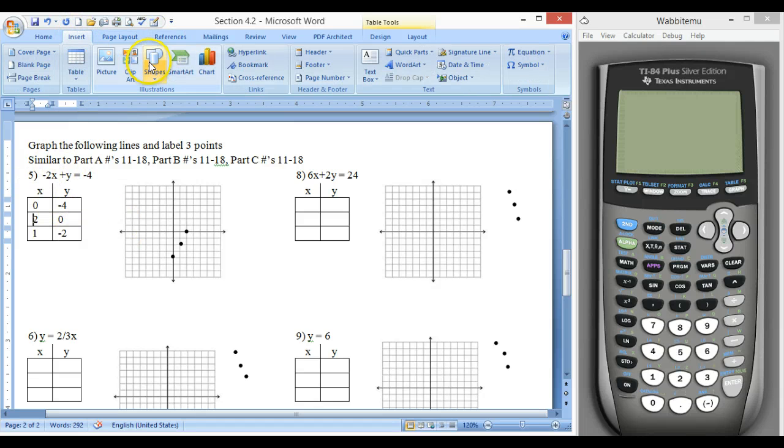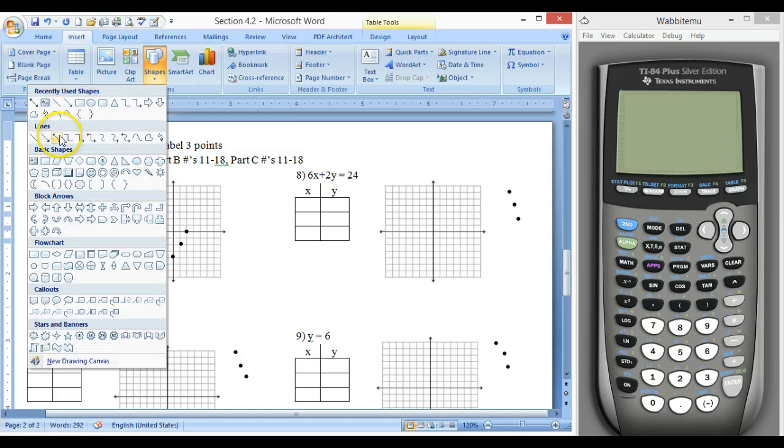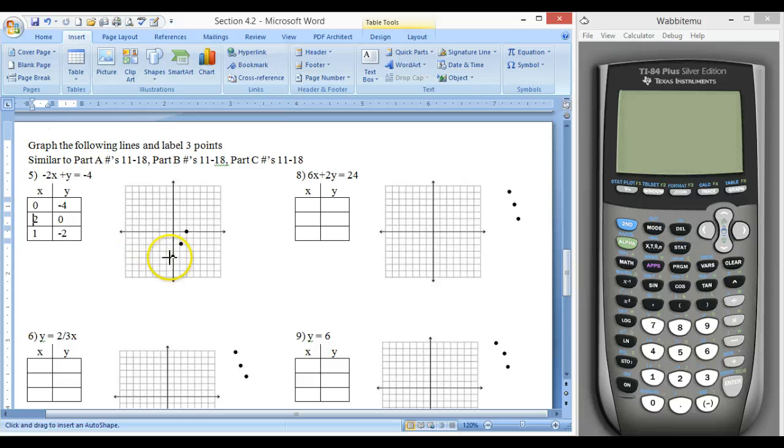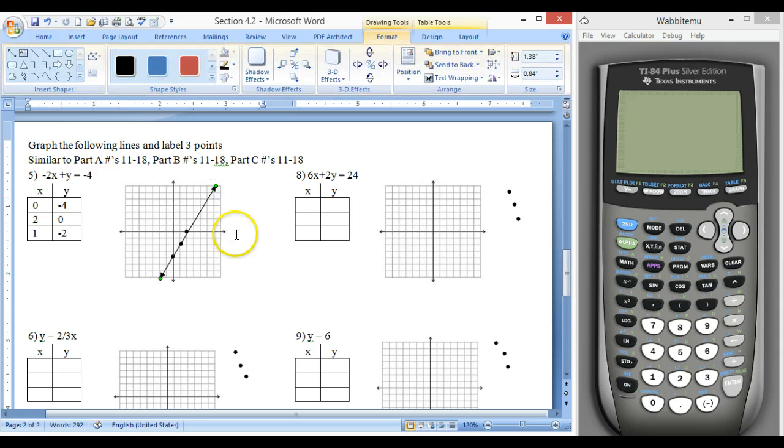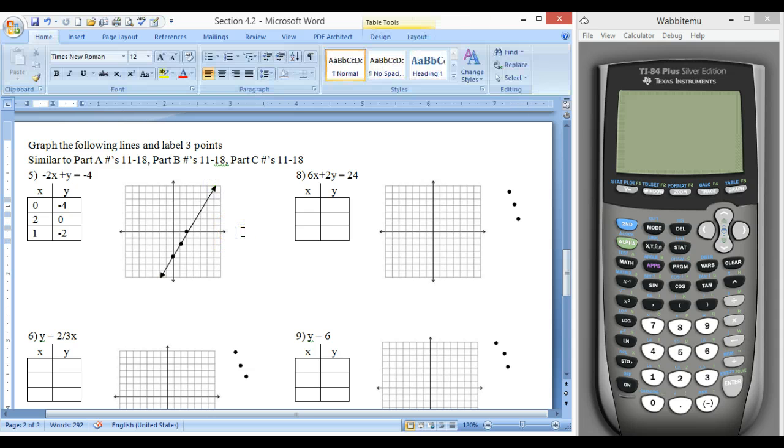Now to show that this is a line, I'm going to use my double arrows because the line doesn't stop right here. The line goes on forever, and I need to show that with my double arrows saying it goes beyond. These are just the 3 points that I found. And I hope we get this right on here. Oops. There we go. There's our line going through our 3 points, graphed and ready to go.